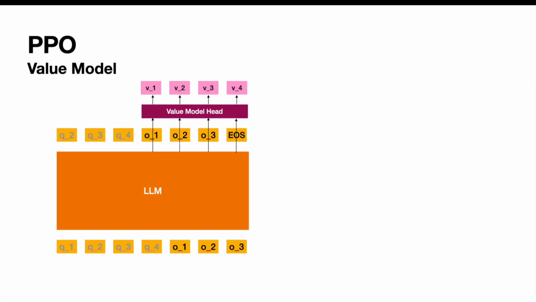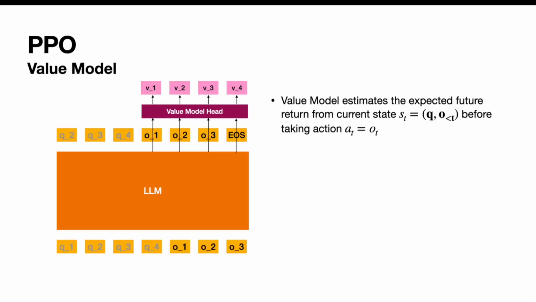Now let's look at the value model in more detail. The value model estimates the expected future return from the current state S_t before taking action A_t. In the LLM setting, the state S_t is the prompt together with the generated tokens so far. The action A_t is the next token.